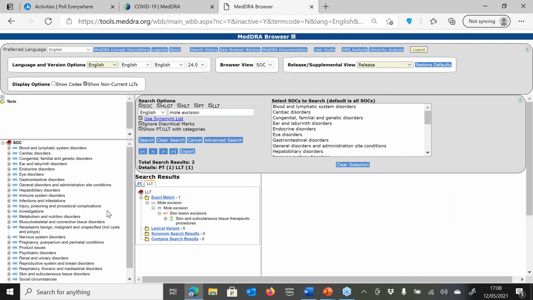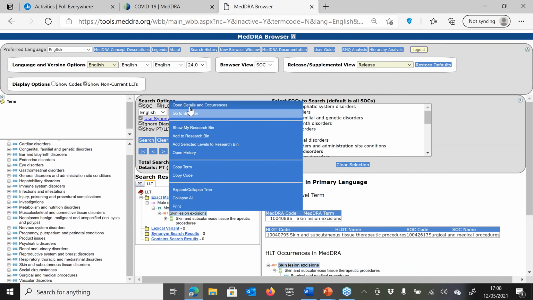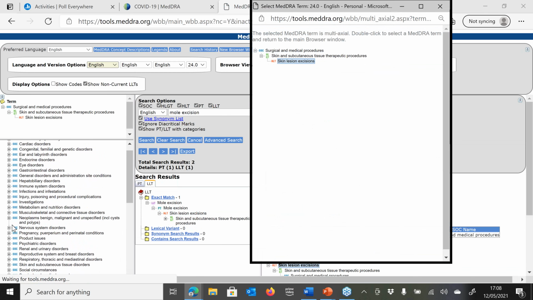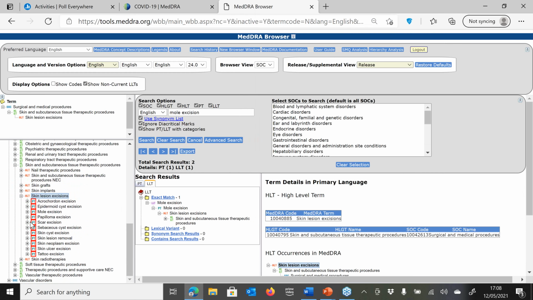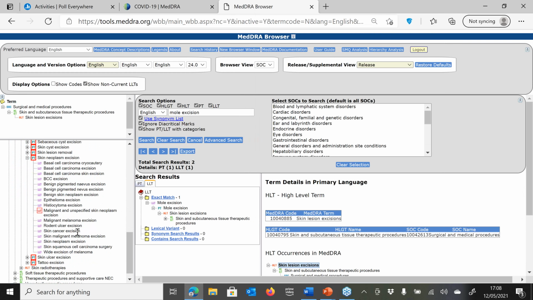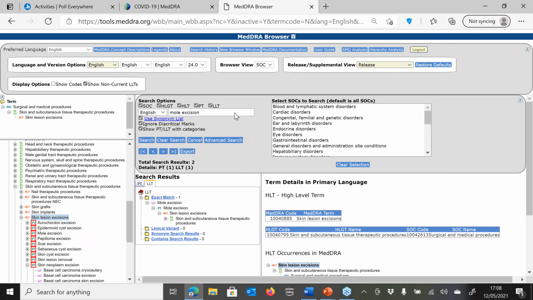So that's another, and that's a skin lesions excision. So if we go back to where we were, go to the browser. It'll bring us down. So the HLT there is skin lesion excisions. That's the name of the HLT. And when I click on that one, I can see there I've got mole excision as a PT, skin lesion removal, skin neoplasm excision. So it's a separate PT. So is a mole and a nevus the same thing? Benign pigmented nevus? I think so. And I would do some research to check it out.